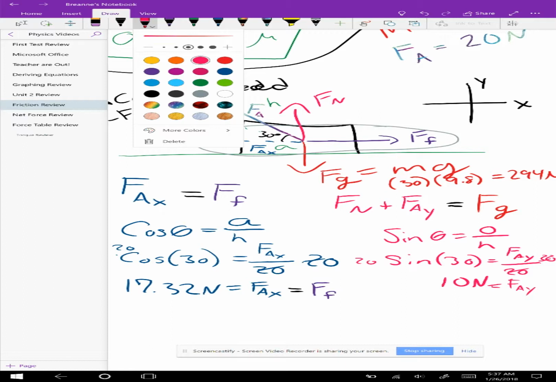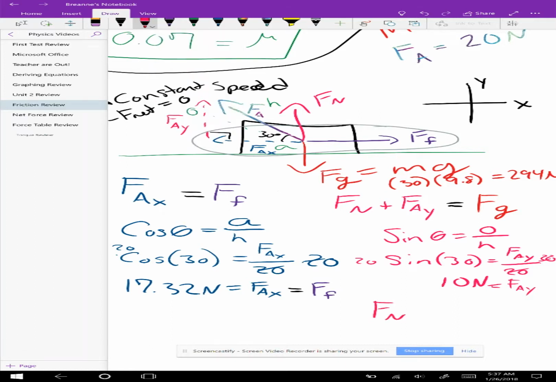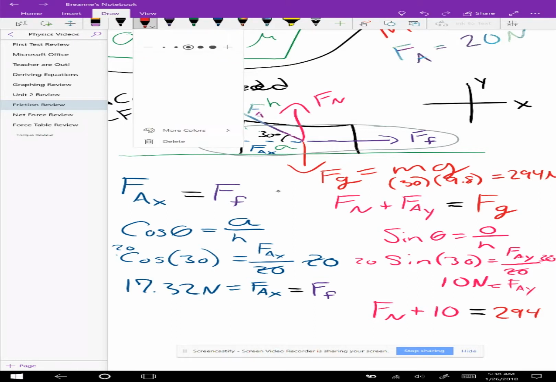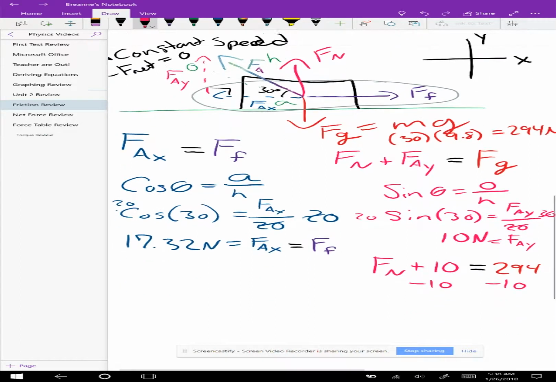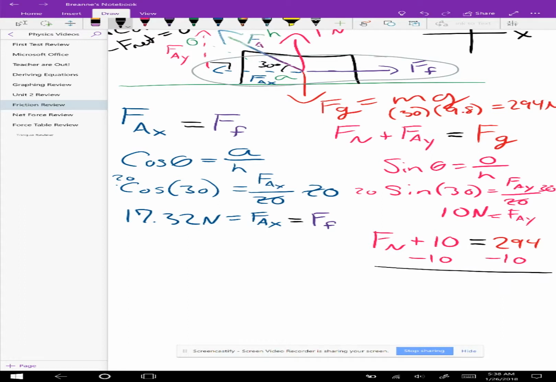We don't know our force of normal. So what we need plus our force applied in the y, which is 10, equals our force of gravity, which is 294. So how do you get your force of normal by itself? Yep. You subtract the 10 over. So you get that your force of normal equals 284 newtons.